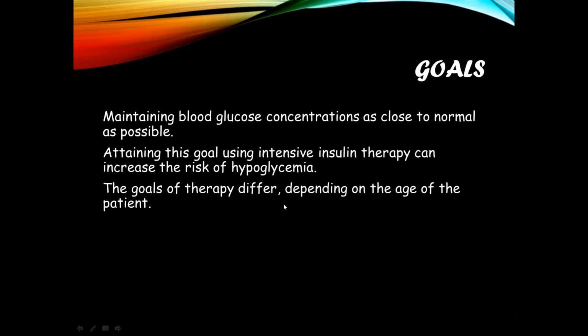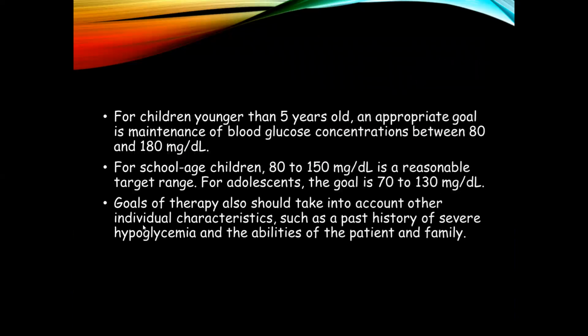The goals of therapy differ depending on the age of the patient. For children that are younger than 5 years old, an appropriate goal is maintenance of blood glucose concentration between 80 and 180 milligrams per deciliter. For school-age children, you aim for 80 to 150 milligrams per deciliter as a reasonable target range. And for adolescents, the goal is between 70 to 130 milligrams per deciliter. One thing you need to take note of is that the goal of therapy should also take into account other individual characteristics, such as a past history of severe hypoglycemia and the abilities of the patient and the family.